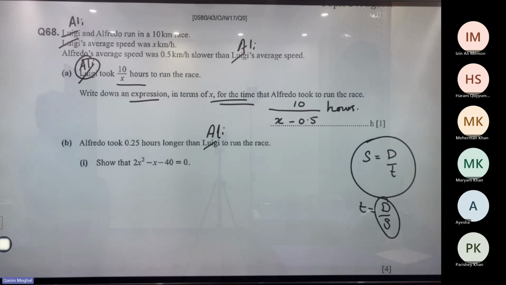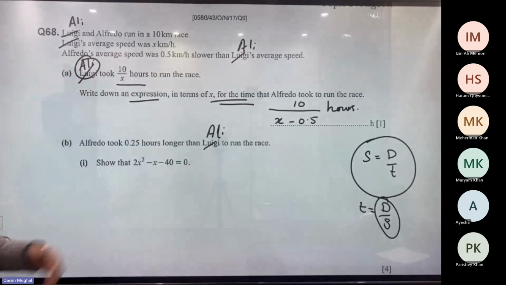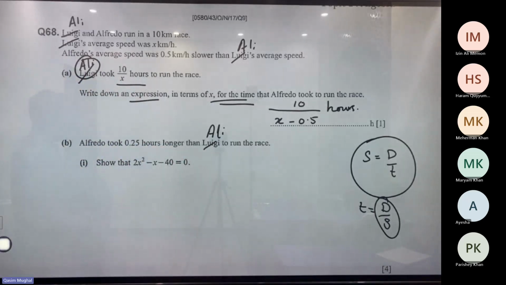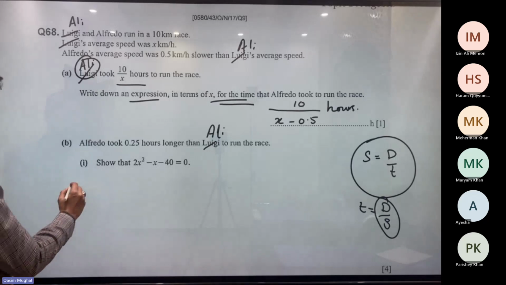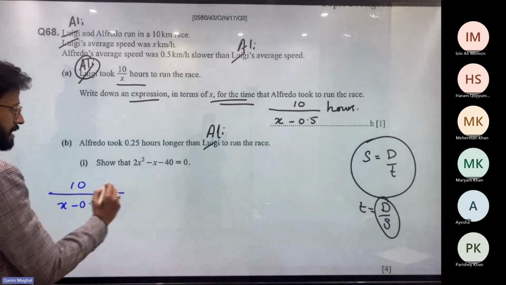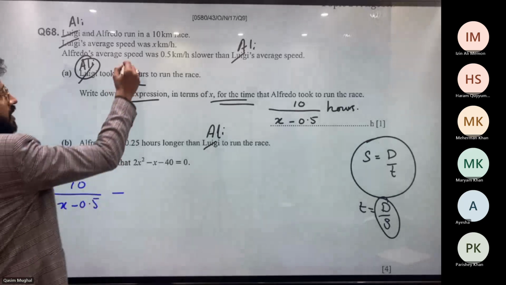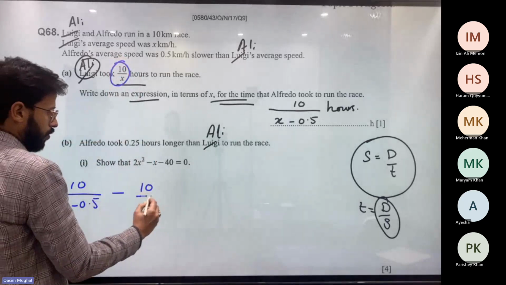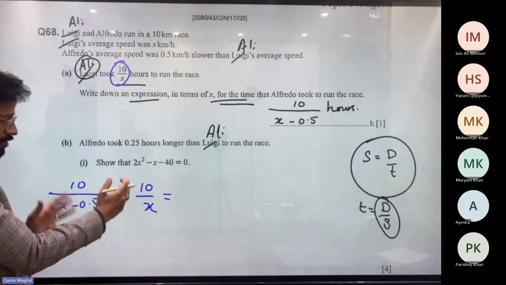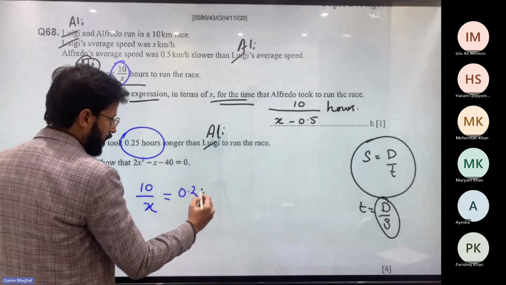Definitely the one who is going slow. Common sense. Who took longer? Alfredo took longer. Good. So the time taken by Alfredo, which is 10 over x minus 0.5, minus the time taken by Ali, which is given in the question as 10 over x. Now the difference of these two times is 0.25 hours.